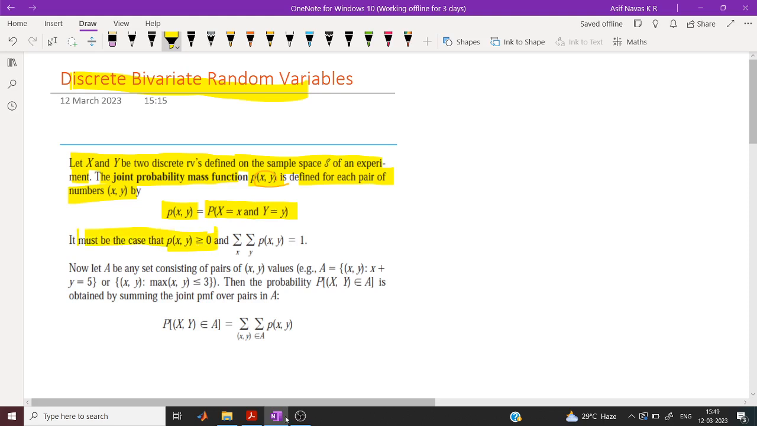One is p of xy greater than or equal to 0, and the summation over x, summation over y of p of xy equals 1. So it must satisfy two conditions. One is p of xy greater than or equal to 0. The second one is that the sum of all probabilities must be equal to 1.